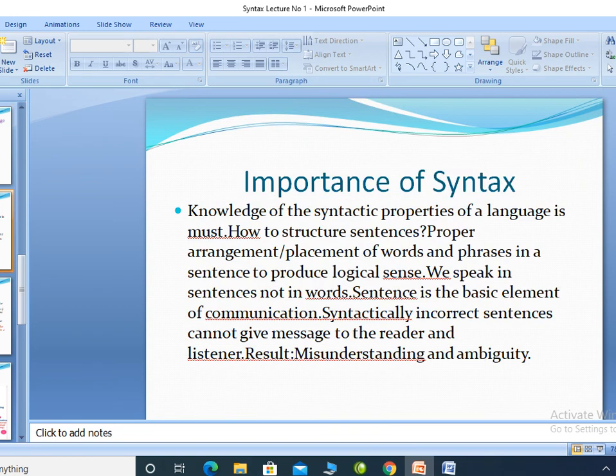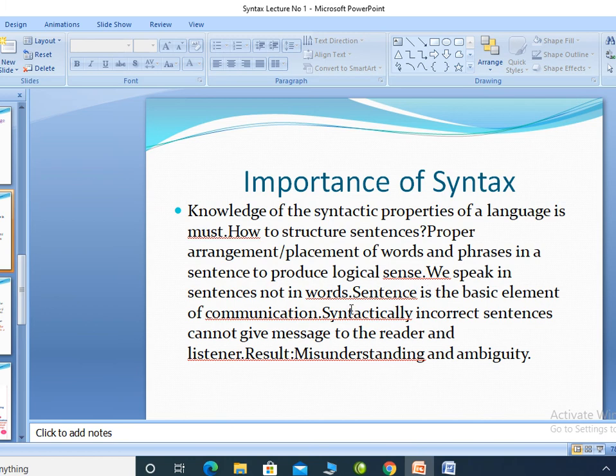So, the importance of syntax. Knowledge of the syntactic properties of languages is a must. This is the point which I put before you: if we don't know the syntactic properties of a language, we don't know how to put words in proper places, so the sentences will be disturbed and the meaning will be disturbed. So how to structure sentences? Proper arrangement and placement of words and phrases in a sentence to produce logical sense and meaningful sentences, right?